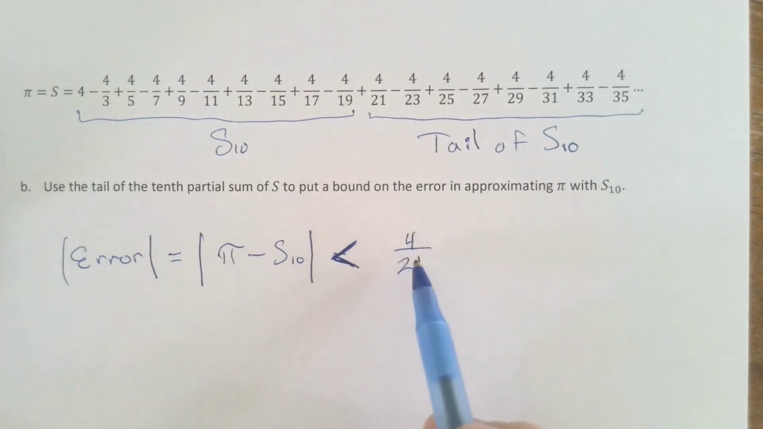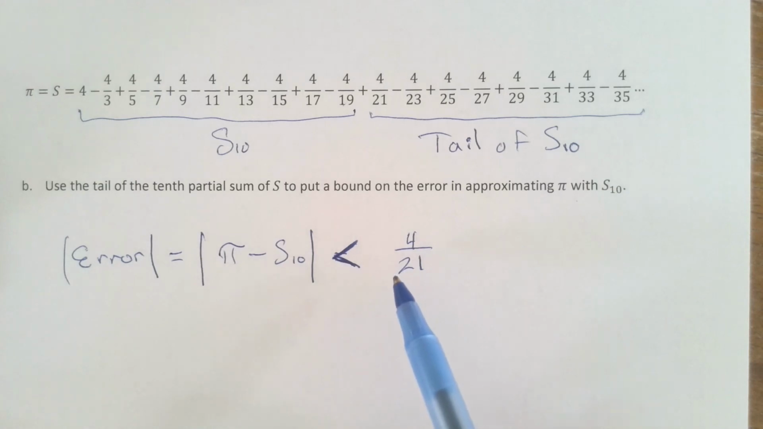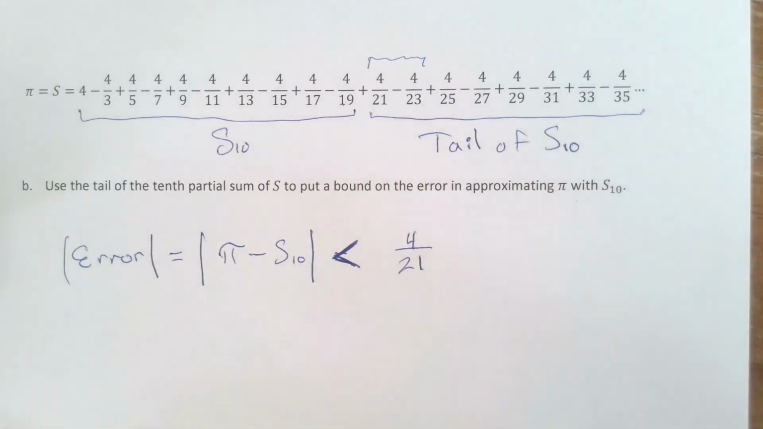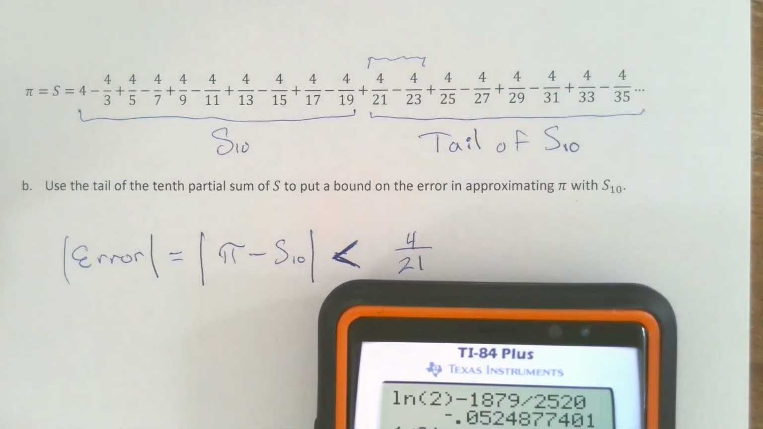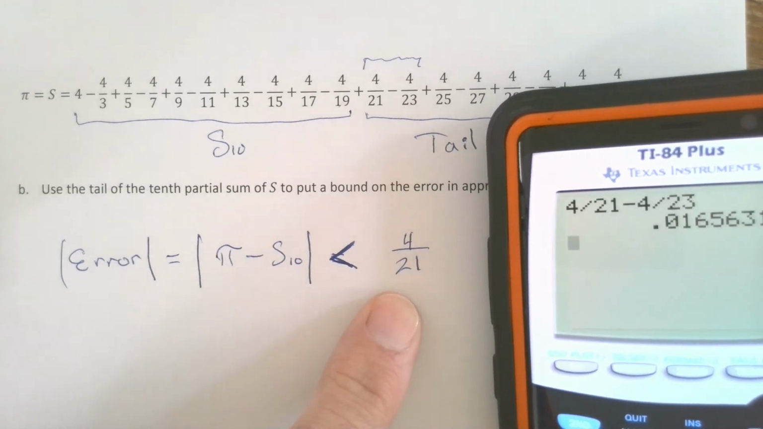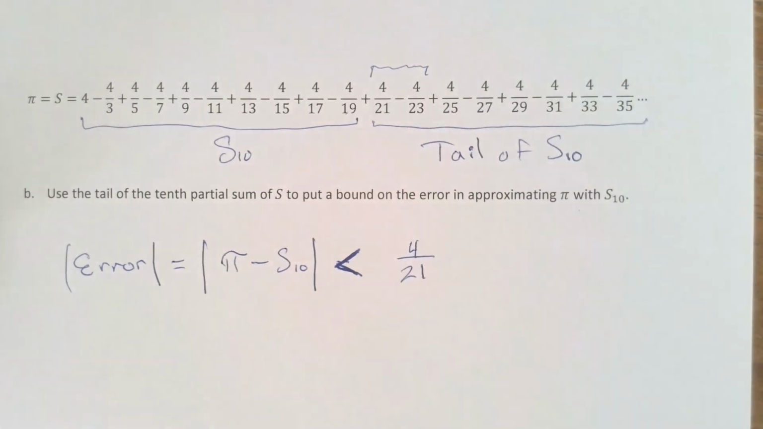Not what our error is. We know our error is smaller than this. And here's something to think about just before we conclude. It turns out our error is larger than the second partial sum of the tail. And you never see this when they discuss the alternating series test, but it's absolutely true. So if I go 4/21 minus 4/23, I get that. So your error is definitely smaller than that, and your error is definitely larger than that. And that's all I have to say today.